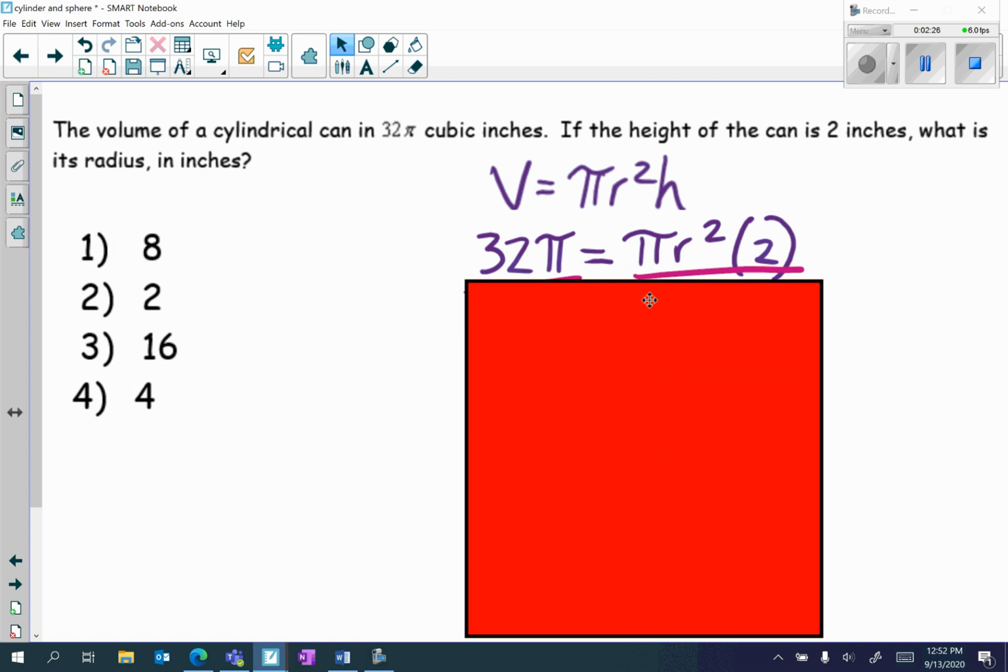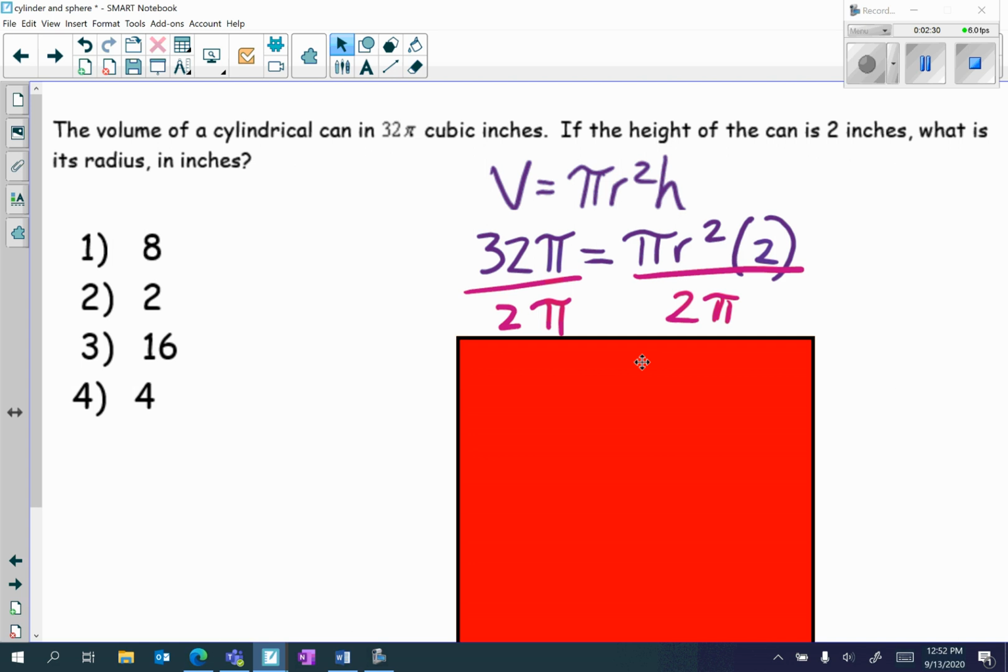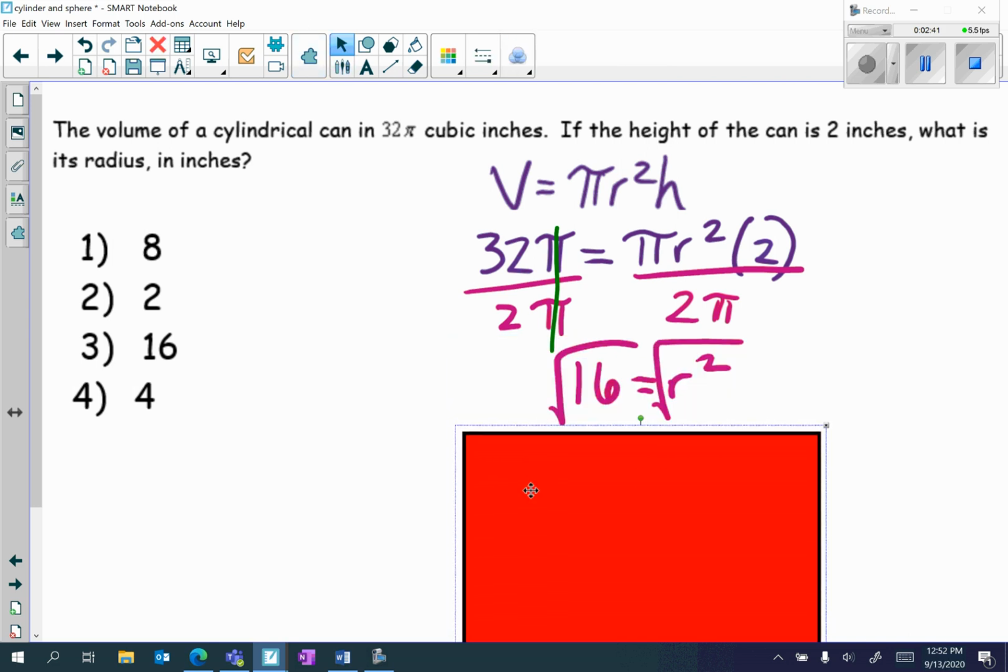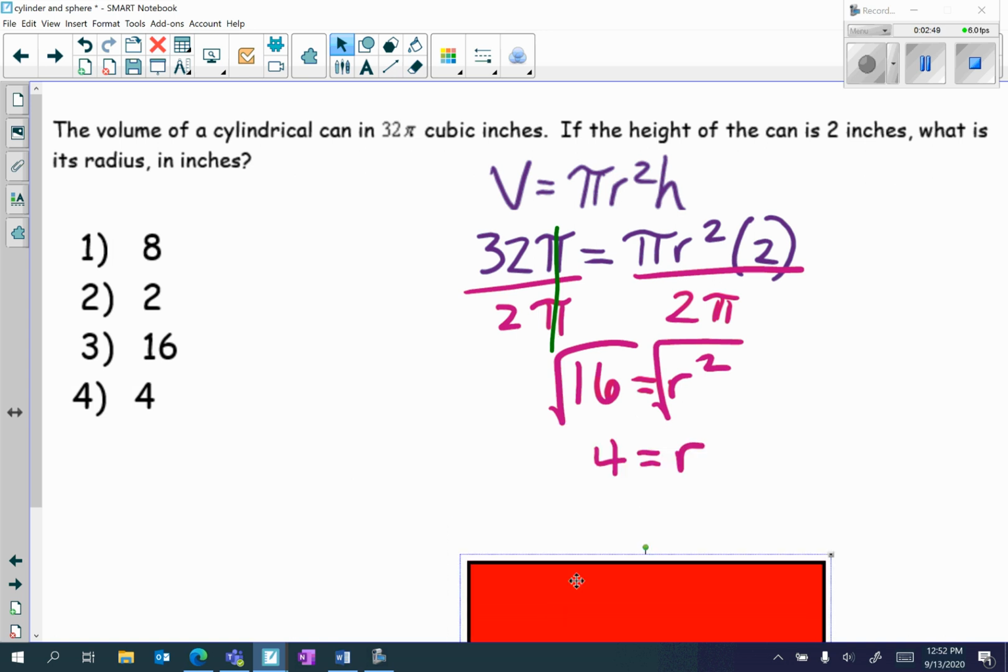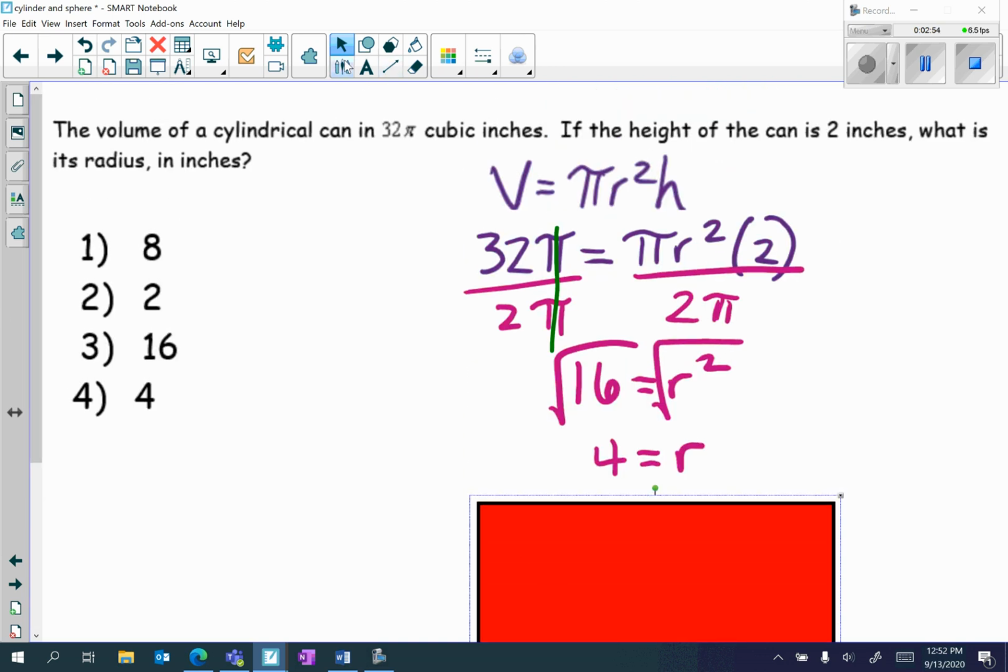Now, we have to get r by itself, so we're going to divide both sides by 2 pi. Now, notice here the pi's are going to cancel out, and 32 divided by 2 gives me 16. 16 is equal to r squared. In order to get r by itself, I take the square root on both sides. The square root of 16 is 4. So the answer choice here is choice 4.